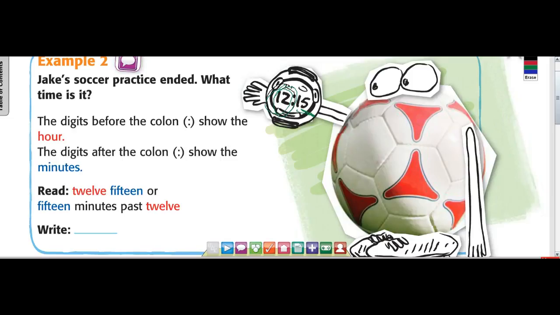With us, we normally just use 12:15. We rarely say 15 minutes past 12, but you could, that's fine. Both of them are correct, but the majority of the time they just say 12:15. In other parts of the country or even the world, it'll say 15 past 12. So how would you write that? You would write 12 colon 15.